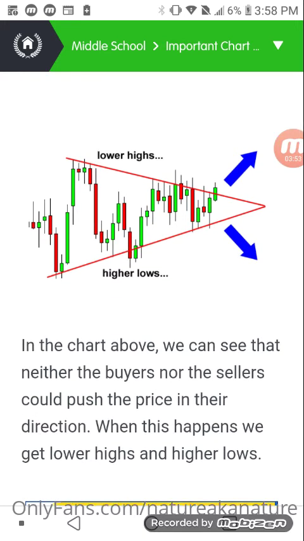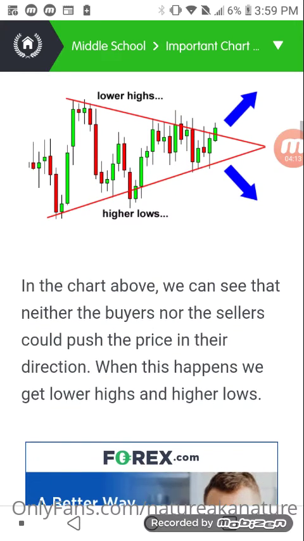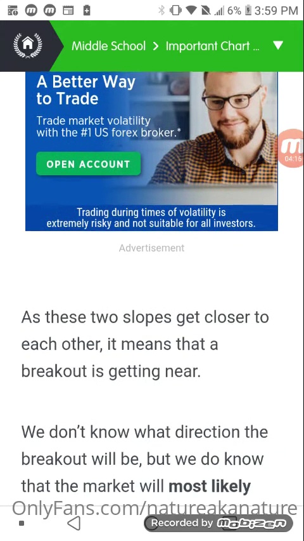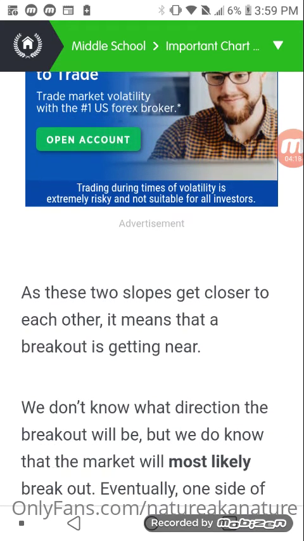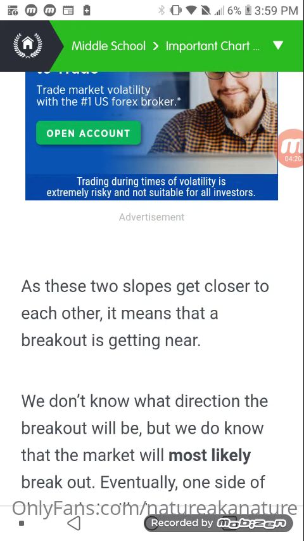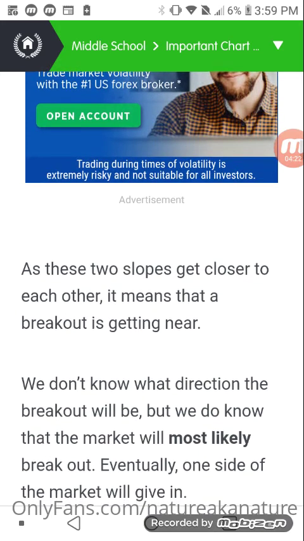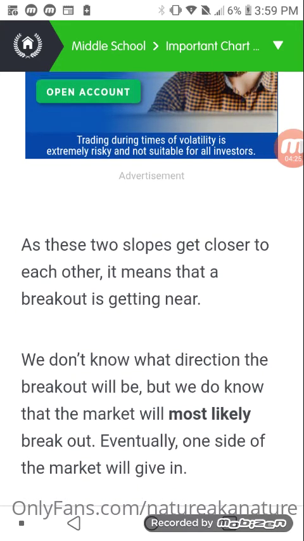In this chart above, we can see that neither the buyers nor the sellers could push the price in their direction. When this happens, we get lower highs and higher lows. This is a lower high right here. It's a high, but it's a lower high, and this is a higher low. When this happens, we get lower highs and higher lows, and these two slopes get closer and closer to each other. It means that a breakout is near.